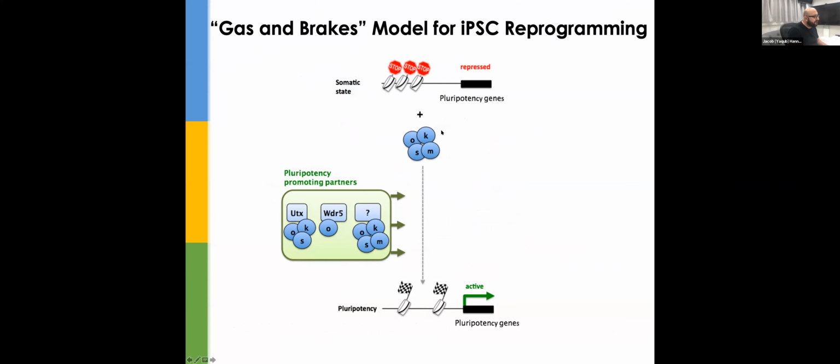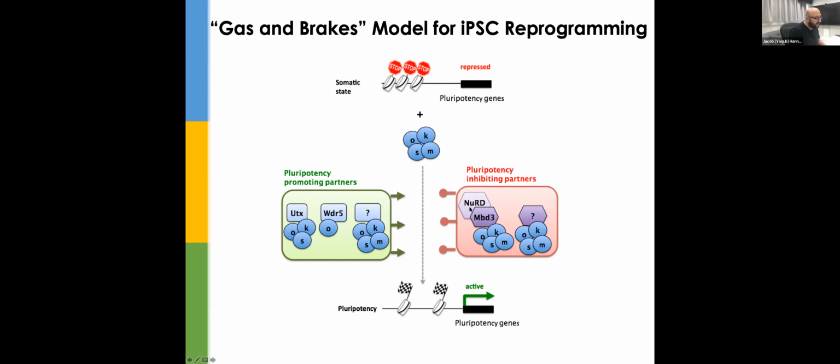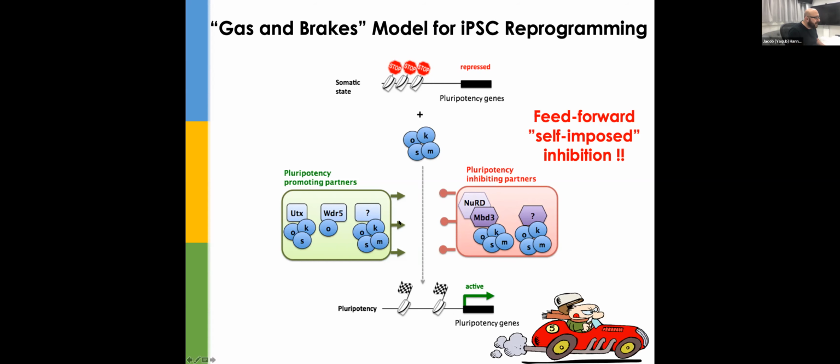So what's happening when we express the Yamanaka factors is that they bring a lot of activator complexes like WDR5, and they activate the pluripotency genes. But because Mbd3 NuRD is also found, they bind it and bring it to the same loci, and that creates a clash in activating the pluripotency genes. But if we remove the NuRD complex, then pluripotency proceeds very smoothly. So as I mentioned to you, this is like the car.